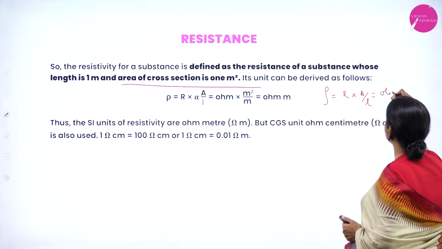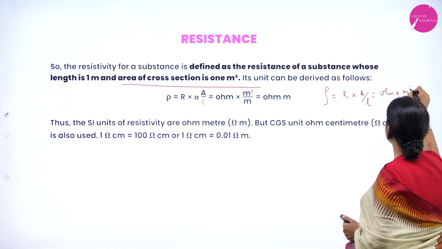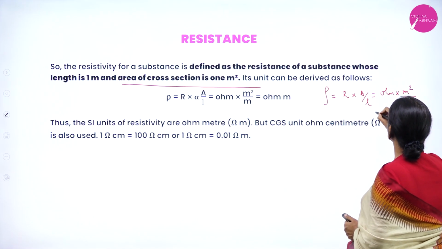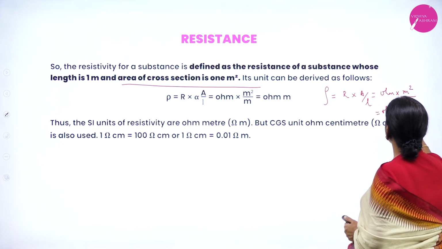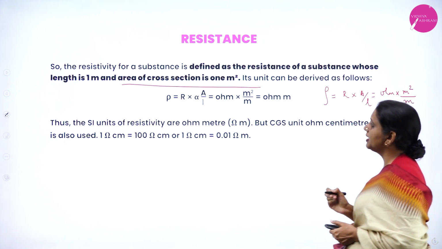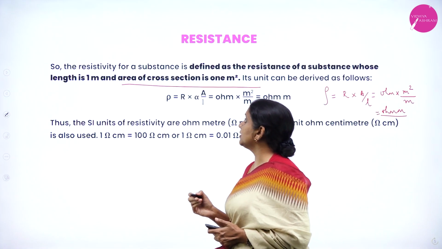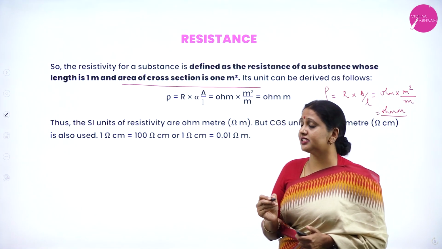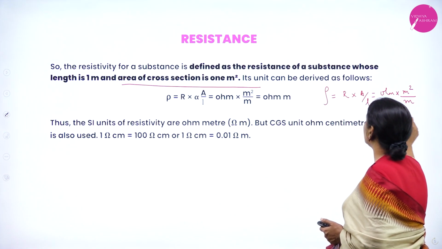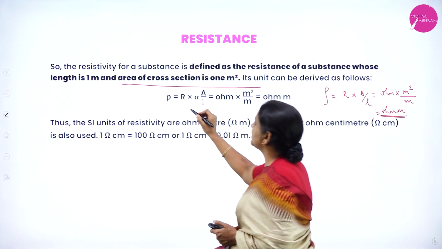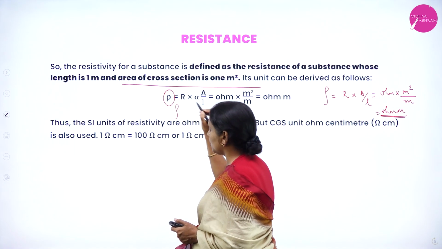R is ohm, the unit of resistance. Area is meter square, length is meter. Therefore, it is ohm meter. The resistivity unit is ohm meter, and resistivity is denoted by rho.